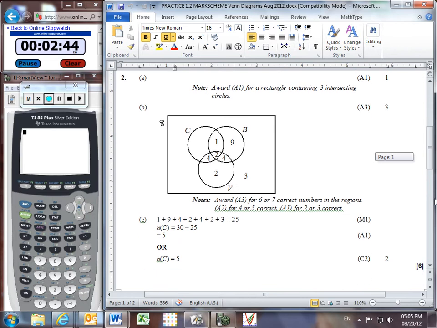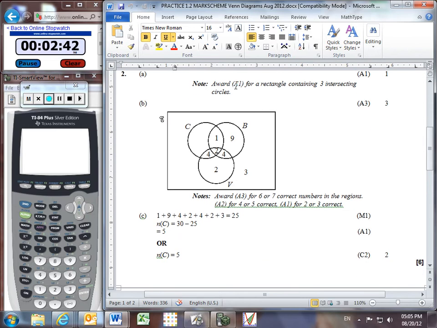Number 2, notice that you get 1 mark for drawing a rectangle containing 3 intersecting circles. If you did not draw the rectangle, you would not get that mark. Part B, we're now going to fill in the different numbers, and that's exactly what we got. You'll notice that we have a total of 3 people who play cricket and basketball. Only one of them does just those 2 things. The other 2 happen to be swimmers. So we have to employ some subtraction and not assume that some things mean only when they don't explicitly say only.